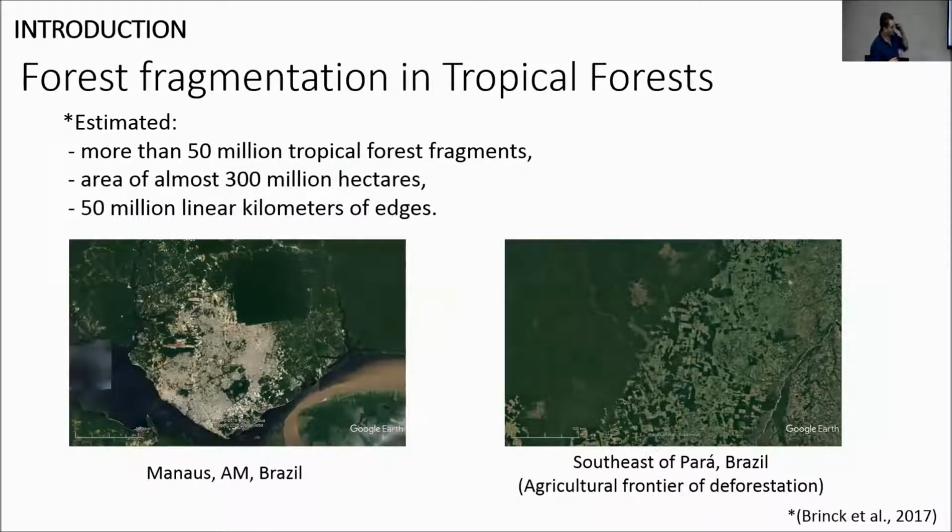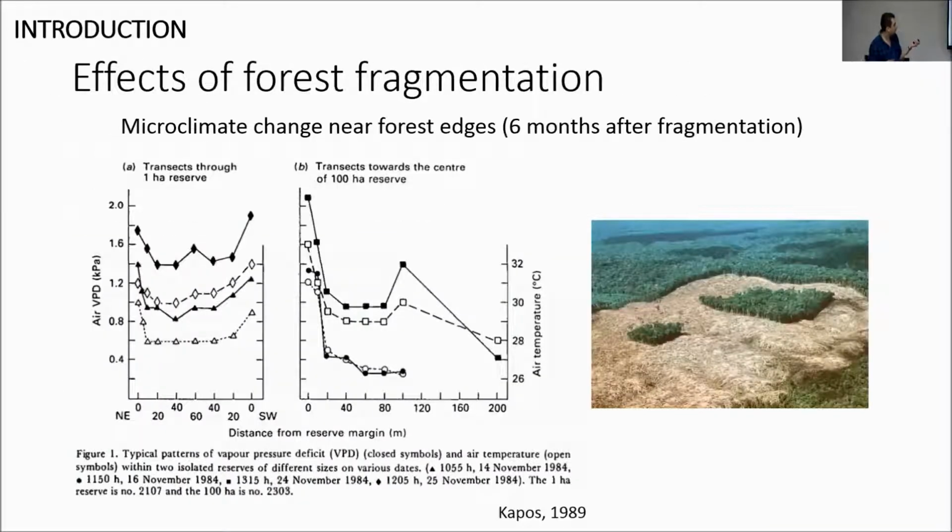And there are some global estimates for tropical forests in this paper here. There are more than 50 million tropical forest fragments, with an area of 30 million hectares. It's almost 1/3 the area of the USA. It's a lot of tropical fragments. And 50 million linear kilometers of edges. The edge is important because of the effect of the edge, which we'll talk more about now.